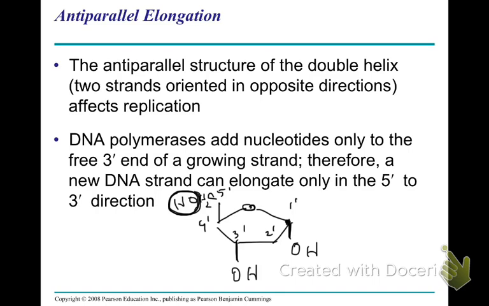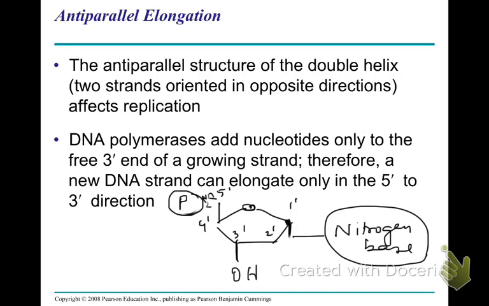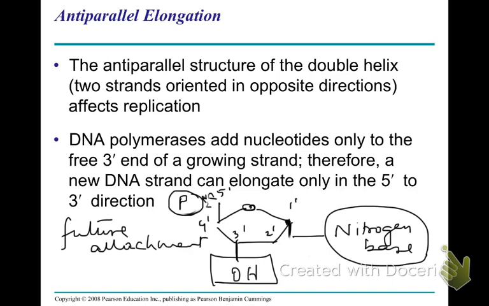This hydroxyl group at the 5 prime is taken over by a phosphate group, and the hydroxyl group at the 1 prime is taken over by a nitrogenous base. So what is left? Only the 3 prime hydroxyl group is left for future attachments. My point is, in any DNA strand, the attachment of fresh nucleotides takes place at the 3' end only. At the 5' end, nothing can get attached.